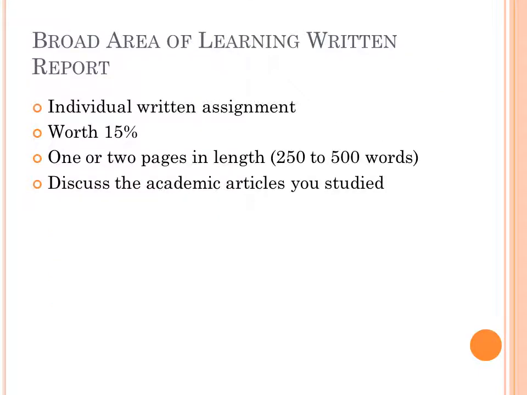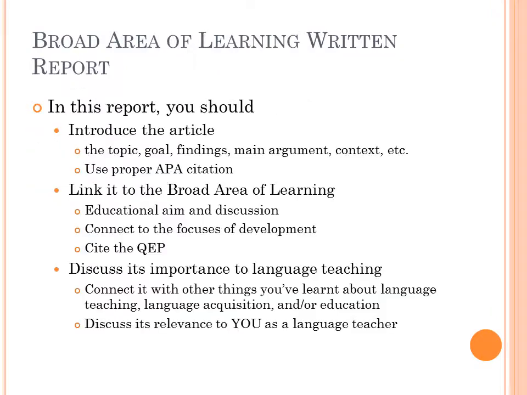Now, the broad area of learning written report, this is an individual assignment. It's worth 15% of your grade, and it's only 1 or 2 pages in length, 250 to 500 words. In this report, you are to discuss the academic article that you studied individually. You should introduce the article, tell me about the topic, the goals, the findings, the main argument, the context. Not necessarily all of these things, but consider all of these things when you're planning your writing.